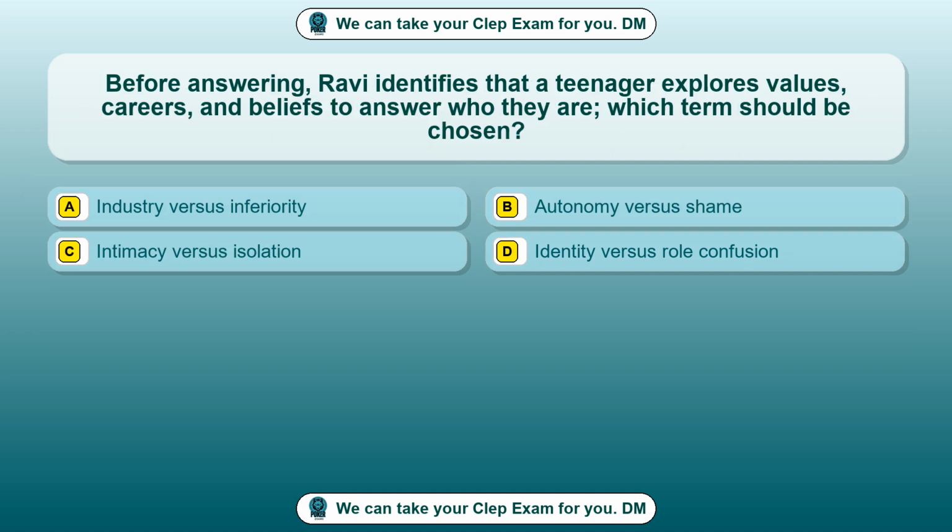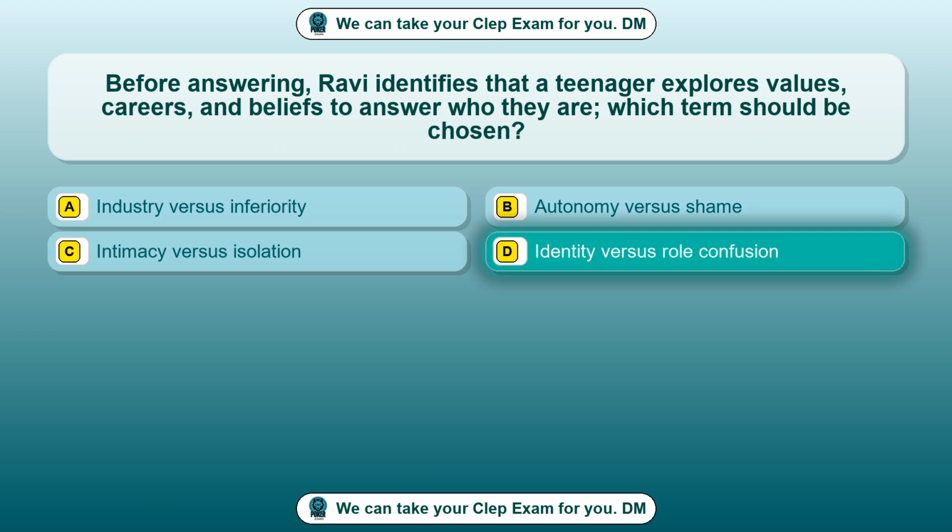Question 20. Before answering, Ravi identifies that a teenager explores values, careers, and beliefs to answer who they are. Which term should be chosen? Option A, industry versus inferiority. Option B, autonomy versus shame. Option C, intimacy versus isolation. Option D, identity versus role confusion. The correct answer is option D, identity versus role confusion.